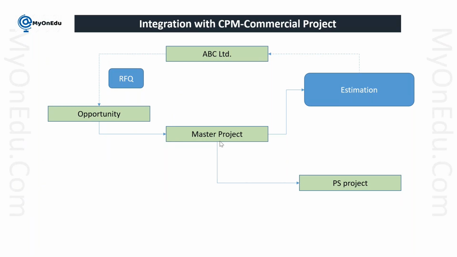So what you can do in CPM, you can create a master project, and in PS you can create a PS project, and this PS project you can directly assign to the CPM project. Here you will see one option to search the object. By selecting project definition, you can search the PS project definition and assign it to the master project. So this is the concept here.